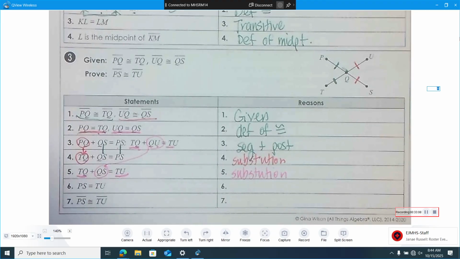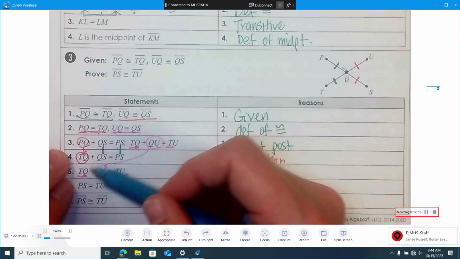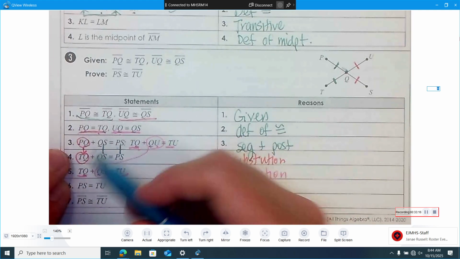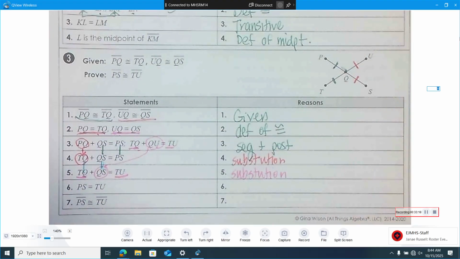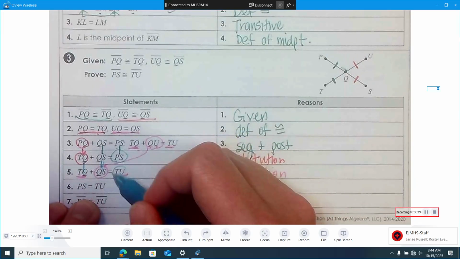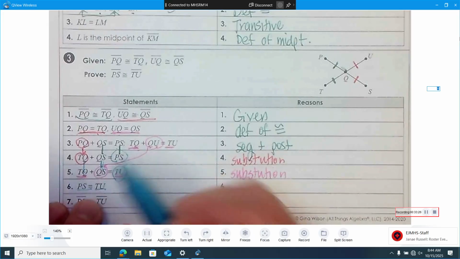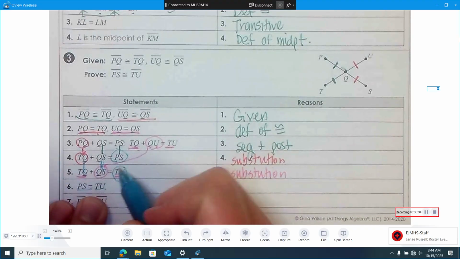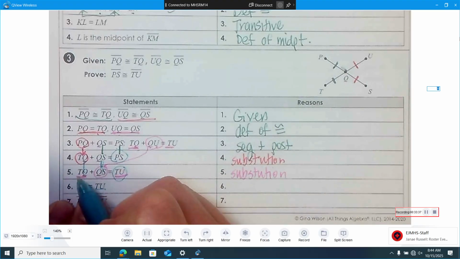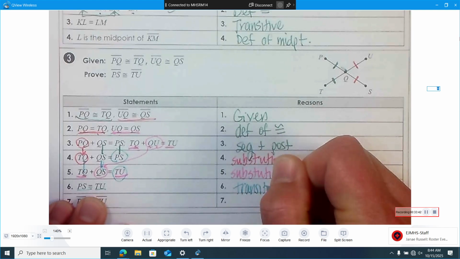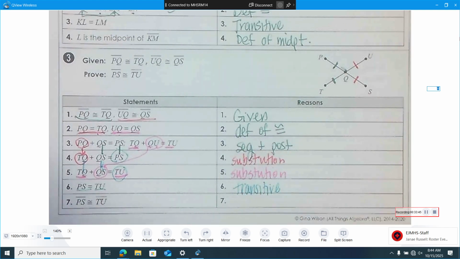And now, when you're looking at steps 4 and 5, TQ plus QS, both those things are the same. And so we can say, hey, PS is equal to TU. What allows us to say PS is equal to TU? Transitive, yeah. Or you could use substitution. I'd use transitive here. PS is equal to this thing, and that thing is equal to TU, so they must be equal to each other. Transitive. Got this big whole chain of equal signs going on.